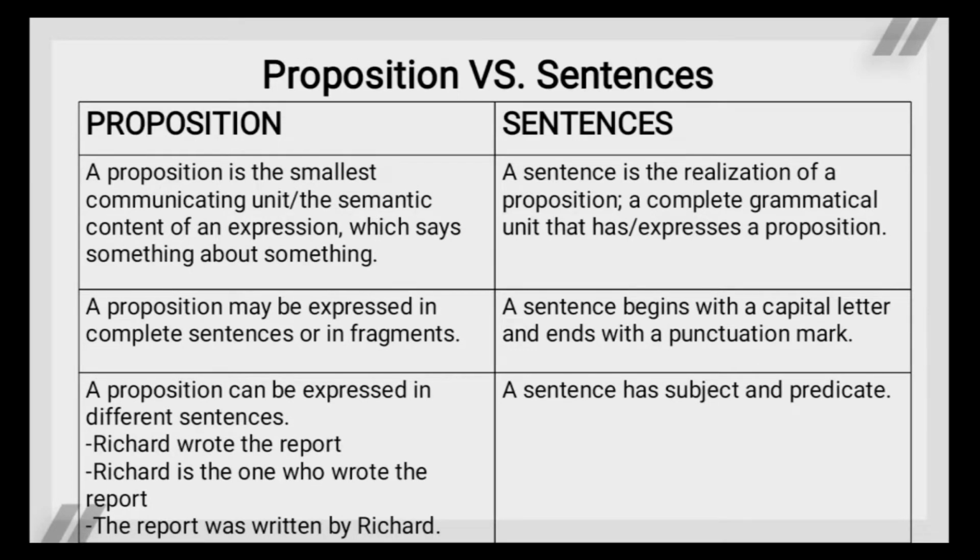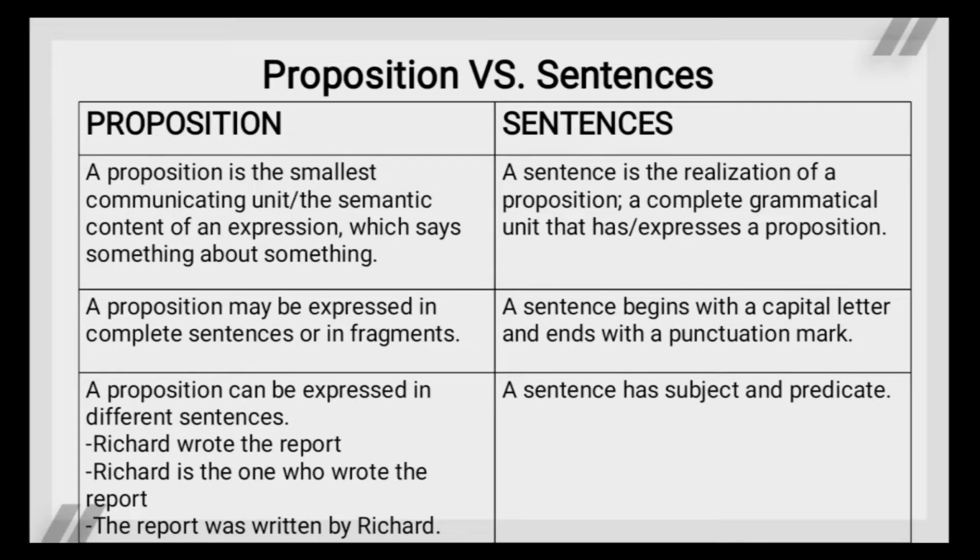Just look at our examples here. Richard wrote the report. Richard is the one who wrote the report, and the report was written by Richard. We have different sentences but only one meaning, which is Richard wrote the report. So all expressions share a similar proposition, and the description of proposition is semantic analysis.